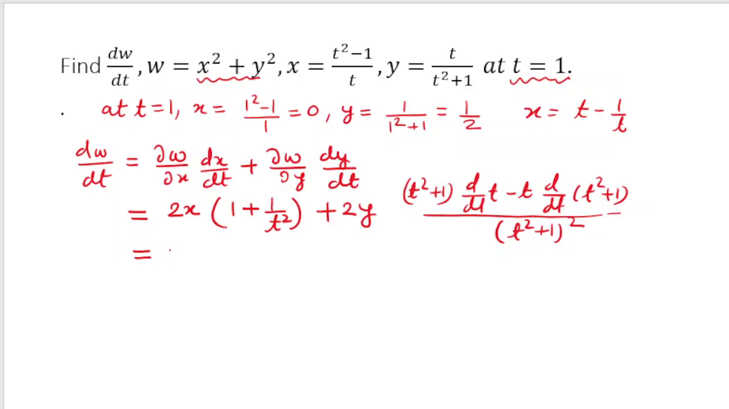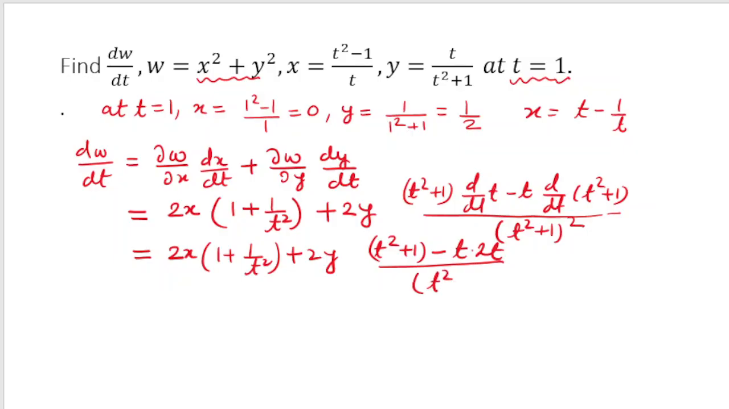So this gives me what? This gives me 2x into 1 plus 1 by t square plus 2y, and t square plus 1 will give me t square plus 1 here, and dt by dt will become 1 and minus t, and it will become 2t divided by t square plus 1 whole square. So if you want to simplify it, fine, otherwise you could have directly put the value.